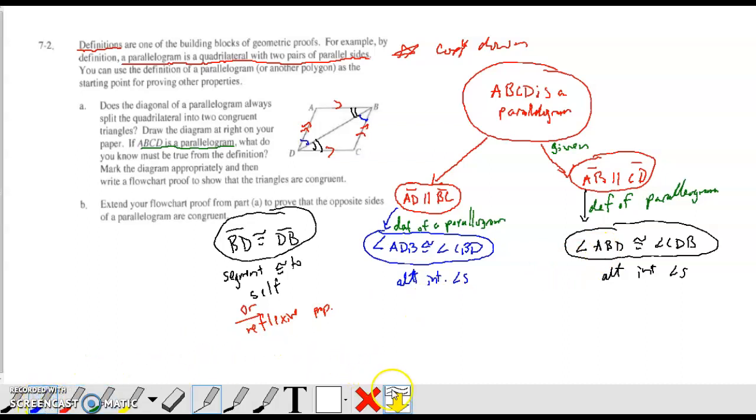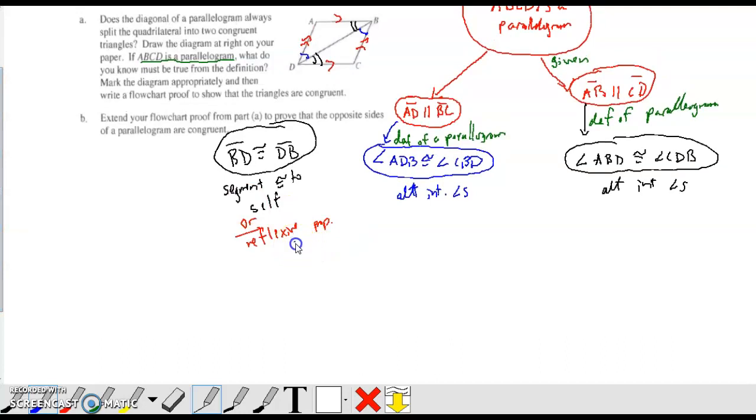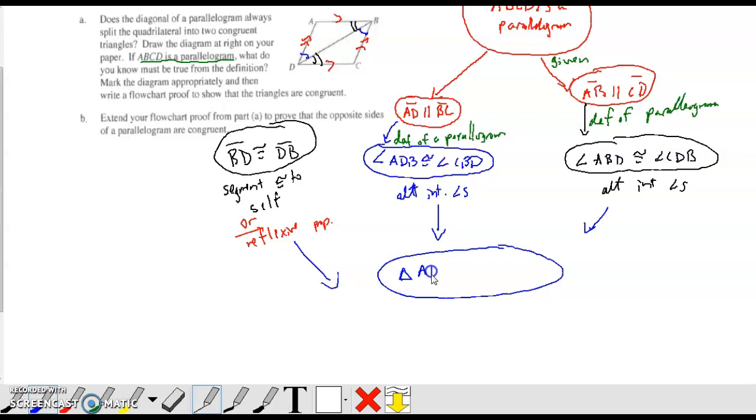So last but not least, I'm going to put all of this together. So I'm going to say that this and this and this leads to my two triangles. So my two triangles, I would say that triangle ADB is congruent to triangle CBD. And I'm going to say angle, side, angle congruency. So now I proved my two triangles are congruent, again, using my definition.